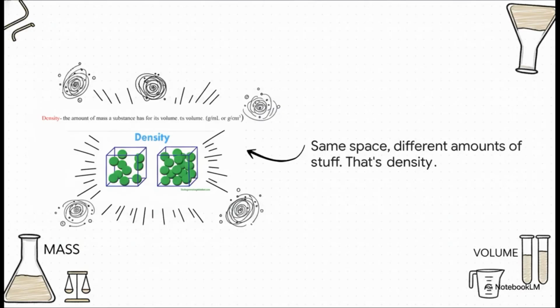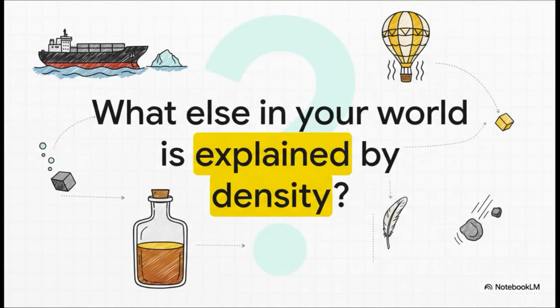I mean, this picture says it all, doesn't it? You've got two boxes that are the exact same size, they have the same volume, but the box on the right clearly has way more stuff packed into it, so it has more mass. More mass in the same amount of space means it is more dense. It's really that straightforward. And once you get density, you start seeing it absolutely everywhere. It's why a giant steel cruise ship can float on water. It's why a hot air balloon rises into the sky. It's even why oil and vinegar separate in salad dressing.